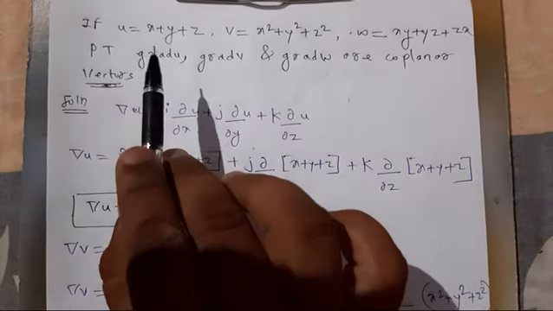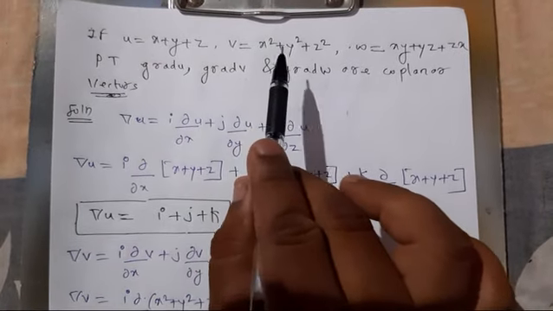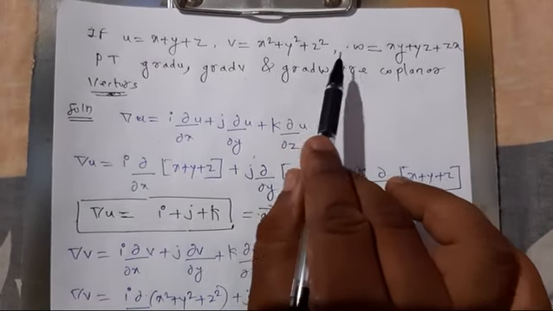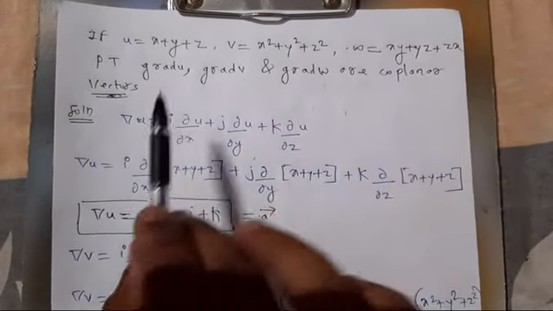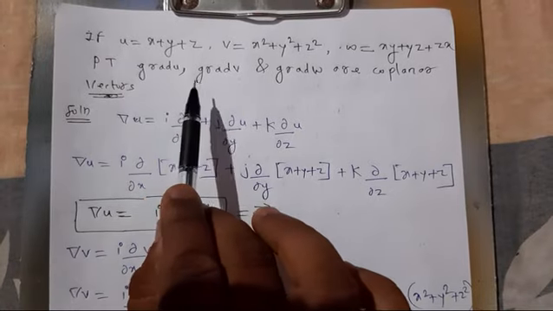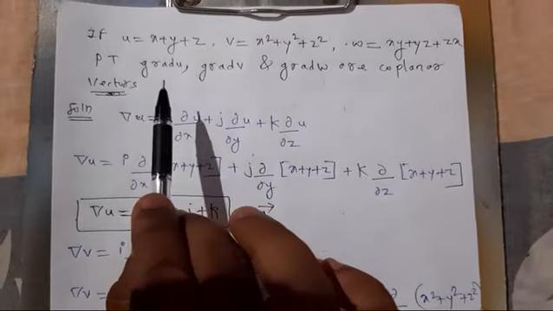Now we will take one more example. If u equal to x plus y plus z, v equal to x square plus y square plus z square, and w equal to xy plus yz plus zx, then prove that gradient of u, gradient of v and gradient of w are coplanar vectors.